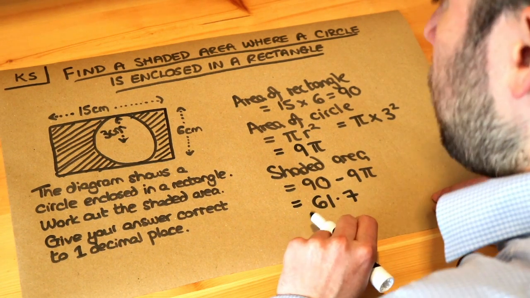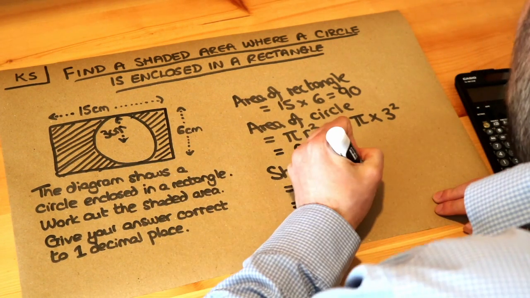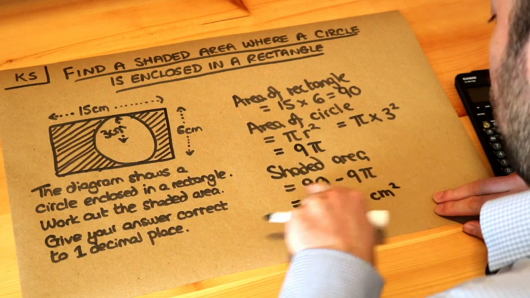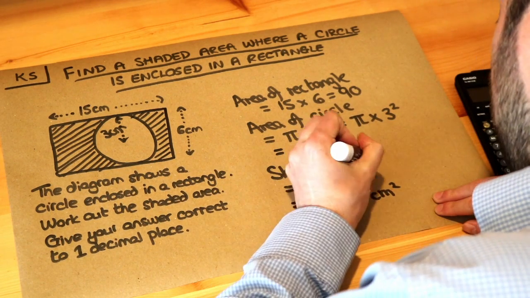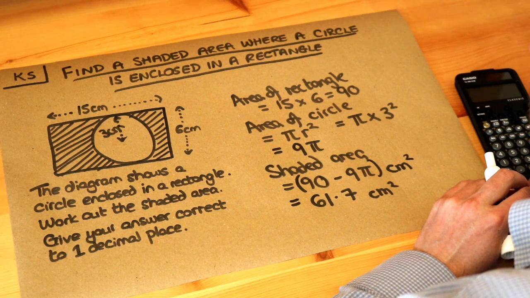At this point, I do want to put the unit in, so the unit of area here is going to be centimetres squared. And if I wanted to put the unit here as well, I just need to put brackets around it, and then again you could put the unit at the end of centimetres squared.